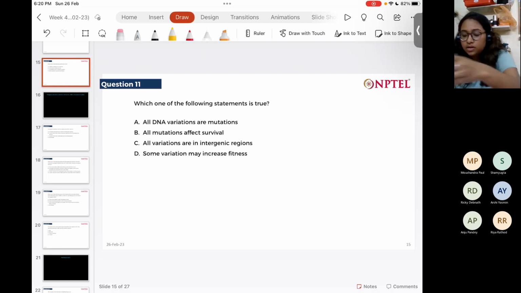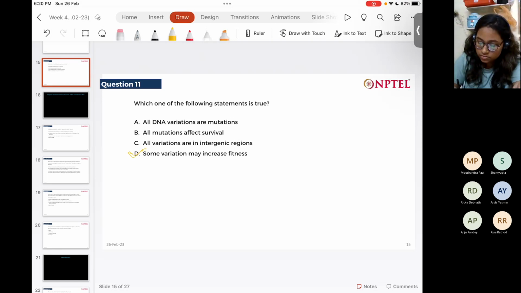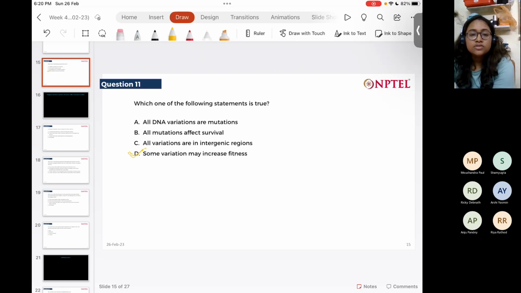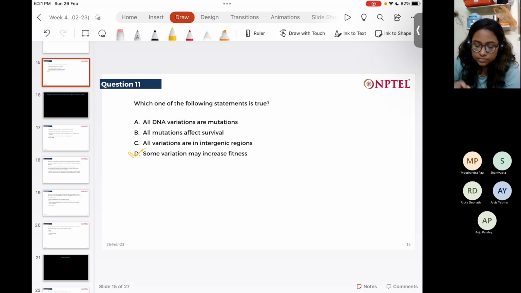So you are correct. Some variations may increase fitness. Also, not all variations are actually mutations. By mutations, I mean those variations which lead to a particular disease. So those particular variations are what people call mutations. Then, all mutations affect survival. Again, this may not be correct, because sometimes there are mutations which are present in the normal population as well. And it doesn't have to happen only in the intronic region; it can also happen in the exonic region. So D is the correct answer.